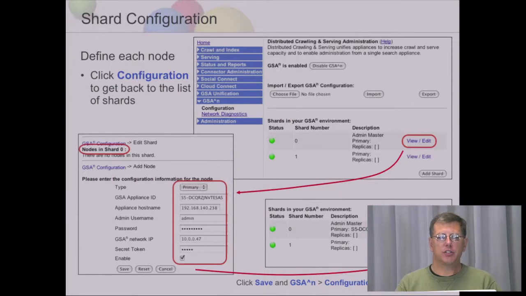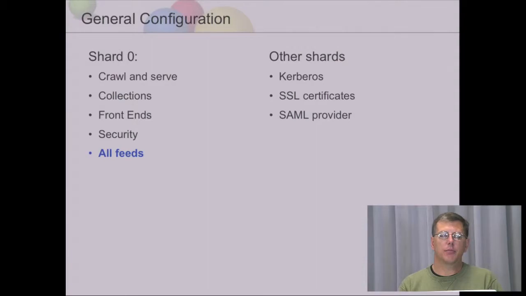Under shard configuration, we will define these characteristics, such as whether the node is a primary or a replica, meaning if you set up 3 GSAs for 3 different shards, each of them might have their own replicas. So you might have to set up a total of 6 nodes. You'll specify whether this node is a primary or a replica. You'll specify the host ID and its IP address, and then the credentials and its private IP tunnel information. It's also important that you send all the feeds to shard 0. So if you're using feeds or connectors, they all have to point to shard 0.